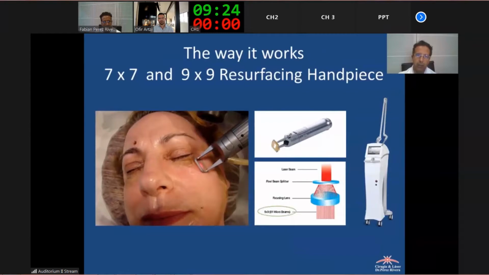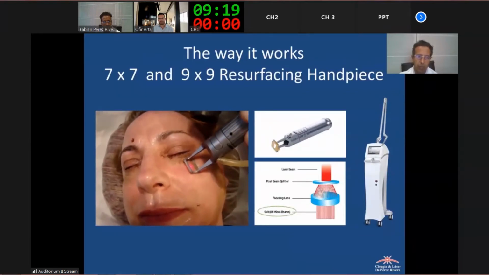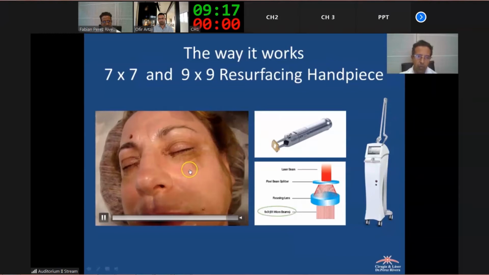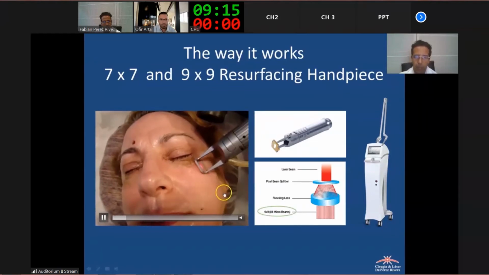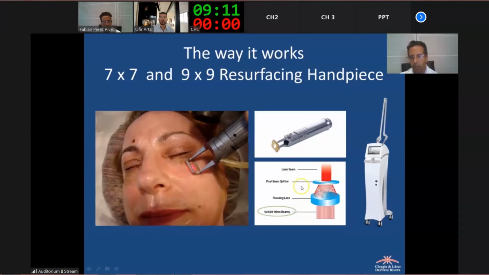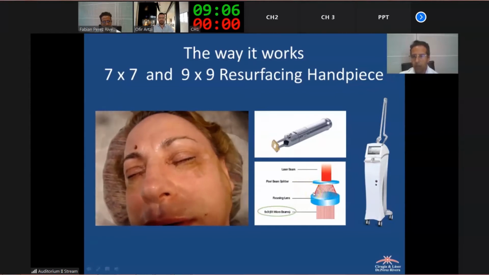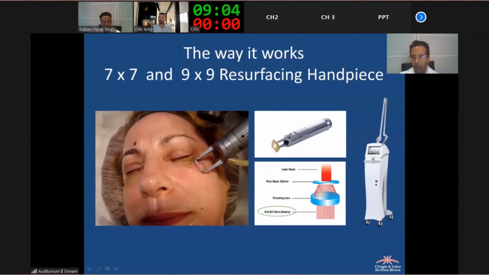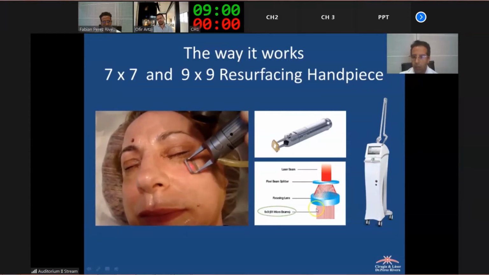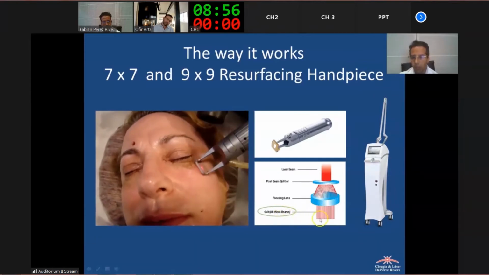Here it is, the resurfacing handpiece in action on the surface of this patient, and you can see the dots it will leave on the skin. This dot was created by the laser beam going through a pixel beam splitter, and then when it's divided, it goes to the focus lens, and it's allowed to give 81 microbeams to the surface of the skin.